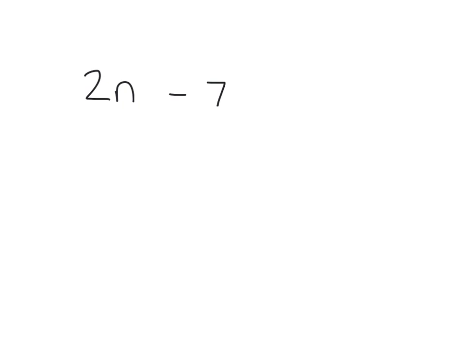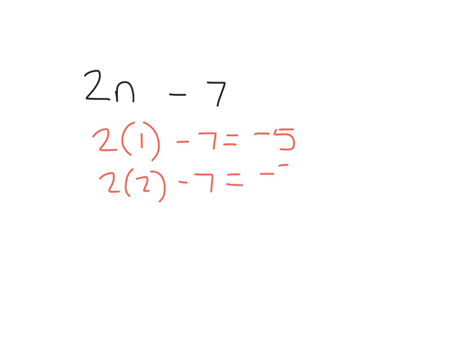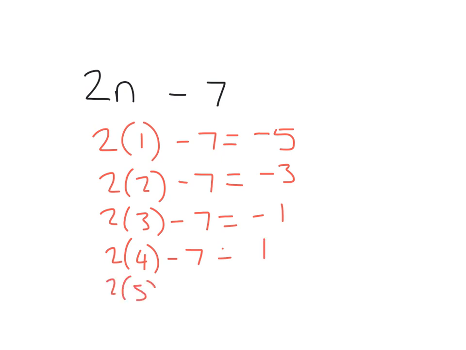Here we're looking for the first 5 terms again. So we replace n with 1, 2, 3, 4, and then 5. So we've got 2 lots of 1, take away 7, which is going to be minus 5. 2 lots of 2, take away 7, will be minus 3. 2 lots of 3, take away 7, will be minus 1. 2 lots of 4, take away 7, will be 1. And 2 lots of 5, take away 7, would be 3.